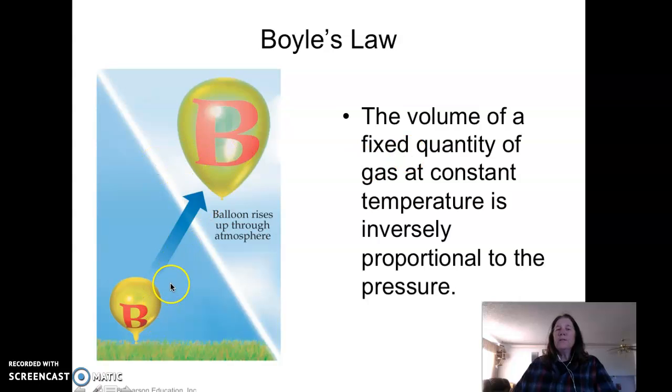Anyway, Boyle's law says that the pressure is inversely proportional to the volume. If you have a balloon and you squish it, you apply more pressure to it, the volume gets smaller. If you let off that pressure, the volume gets larger. So they're inverse: when you increase one, you decrease the other.